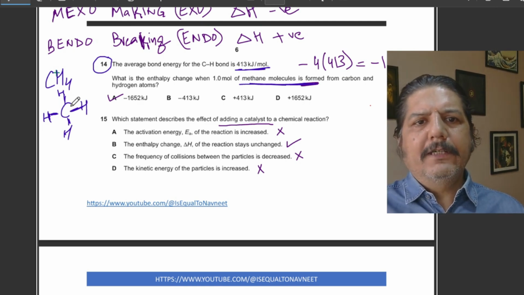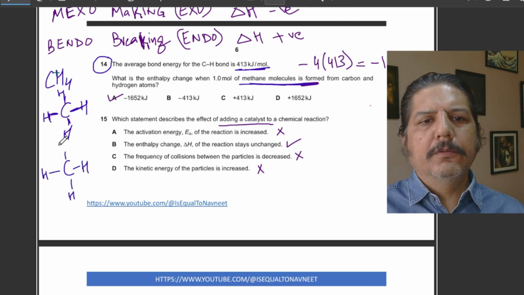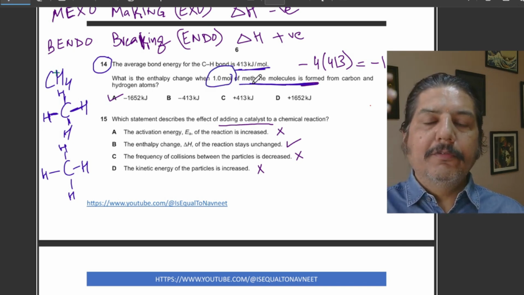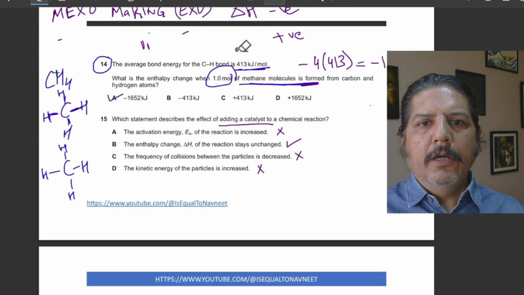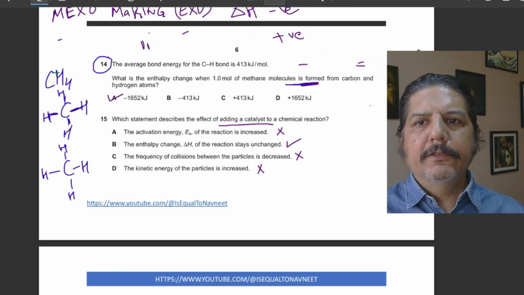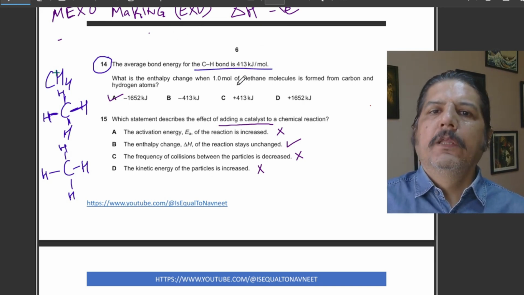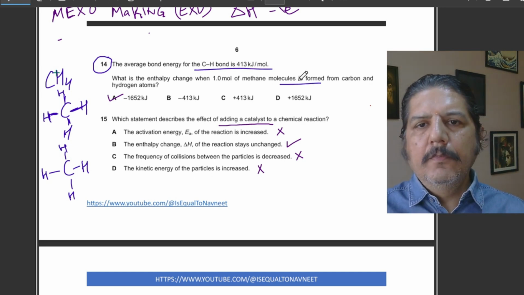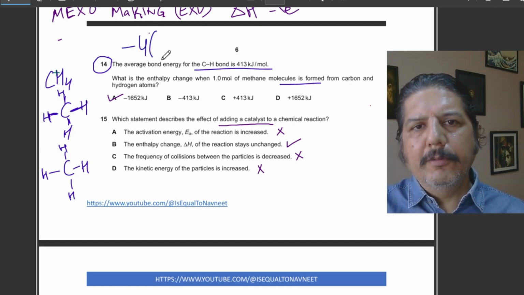So once we understand that methane has 4 C-H bonds, and we also understand that 1 mole of methane is being formed, this is the amount of energy which will be released by the system. The average bond energy of a C-H bond is 413. Every time a molecule is formed, energy is released. When energy is released, it leaves the system, so the energy is negative. And when 4 bonds are formed, it will be minus 4 into 413.